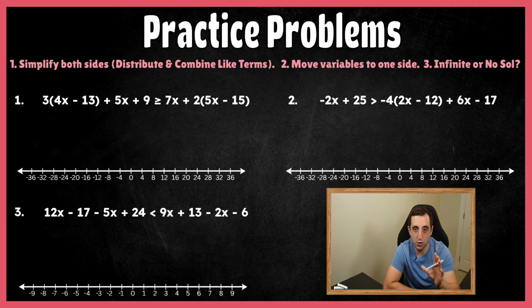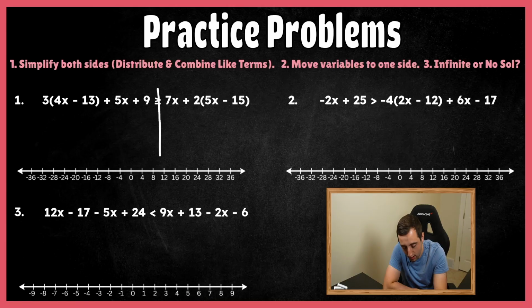So I'm assuming if you were trying them out on your own, you're ready to go over the answers. So let's go ahead and move into number 1. I'm going to draw that line separating the left and the right side. And then on the left side, we have distributive property right off the bat. So this 3 is going to be distributed. So 3 times 4x is 12x. 3 times negative 13 is negative 39.